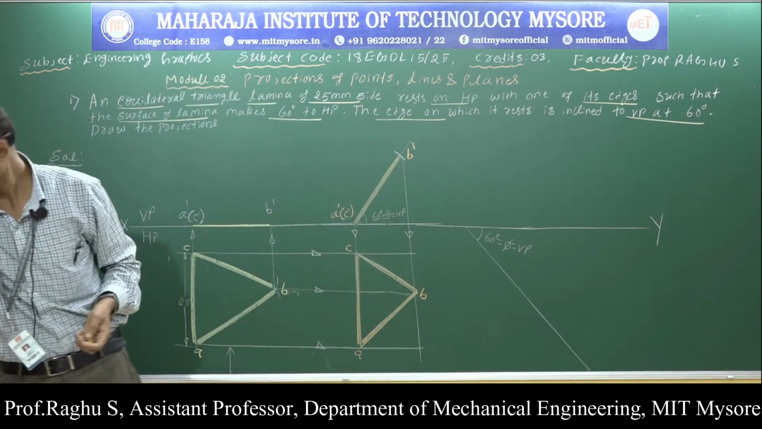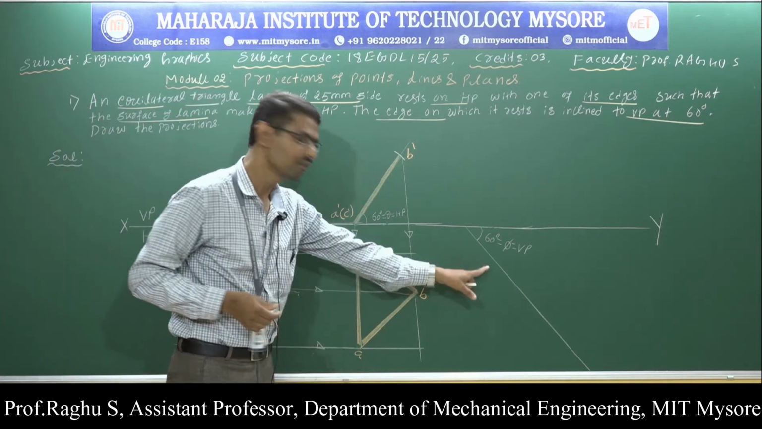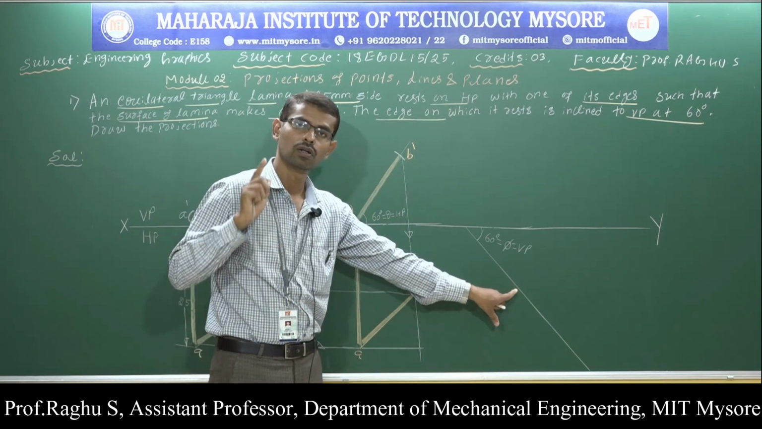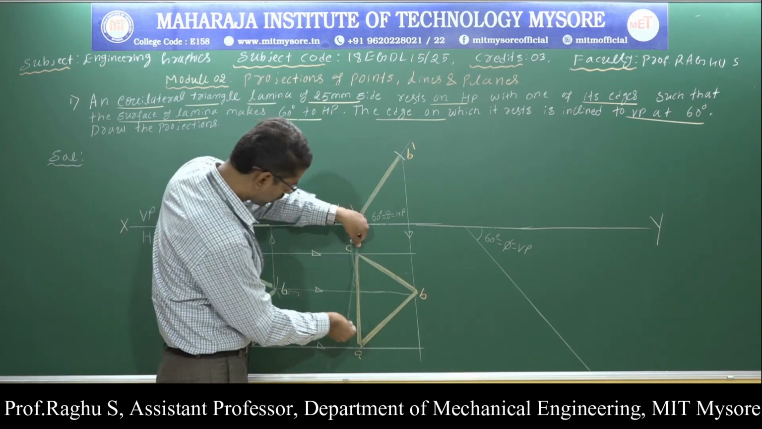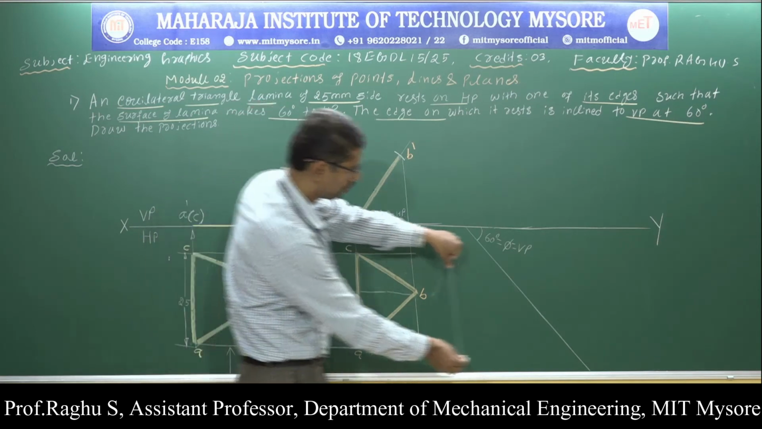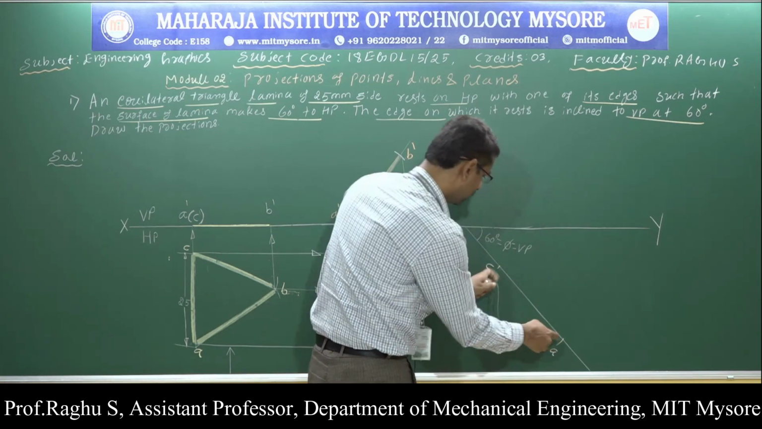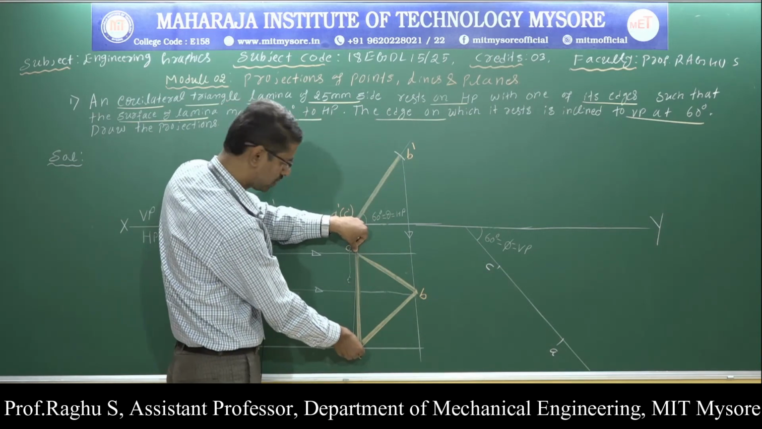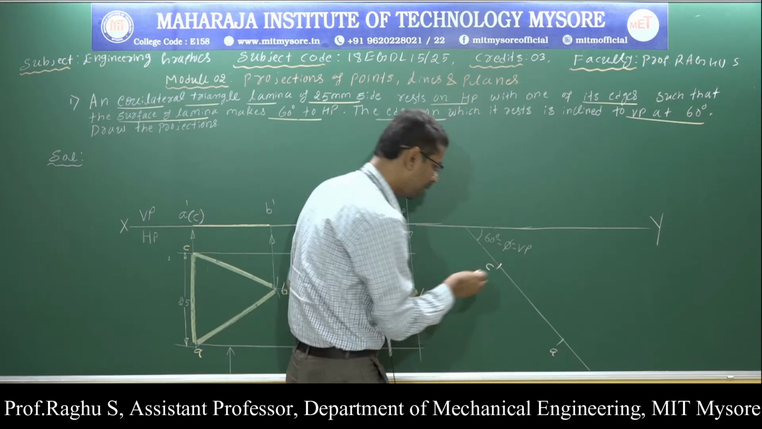Now, redraw this lamina such that the resting side is inclined 60 degree with respect to VP. How to redraw? First, measure this length A to C using compass. Then you fix A to C. This is C and this is A. This length is equal to this length. Using compass, measure this length AC, cut an arc at any point, mark A and C and make it dark.